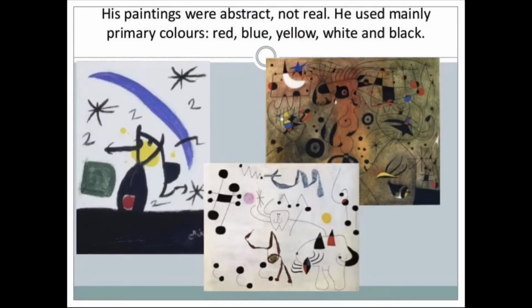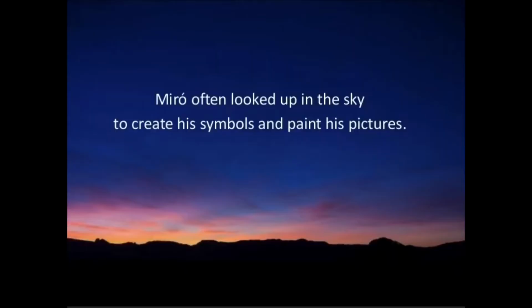Okay, did you like the video? Then let's talk a little bit more about Miro. So Miro's paintings were abstract. Abstract means not real. He used mainly primary colors such as red, blue, yellow, and he also used white and black. Miro often looked up at the sky to create his symbols and paint his pictures.